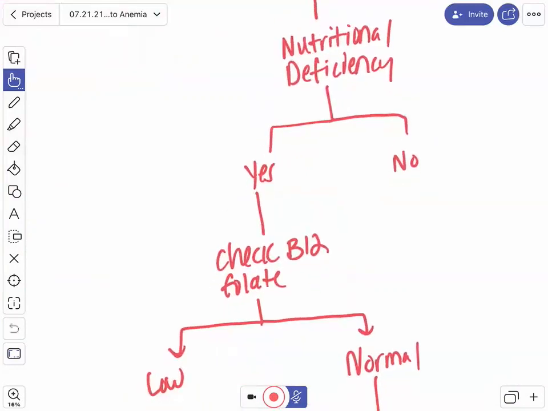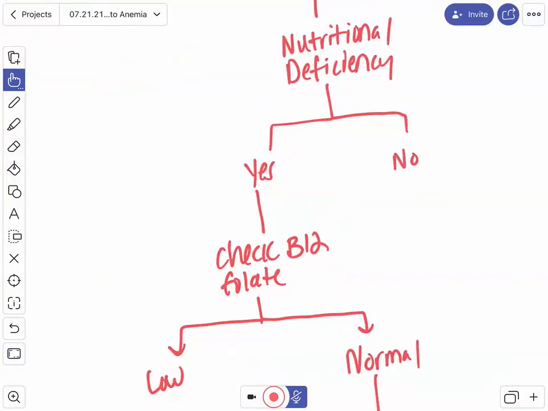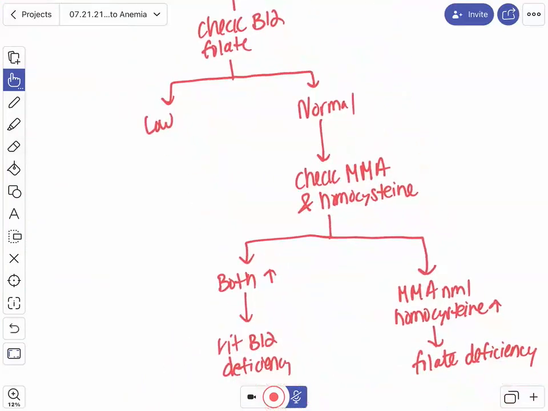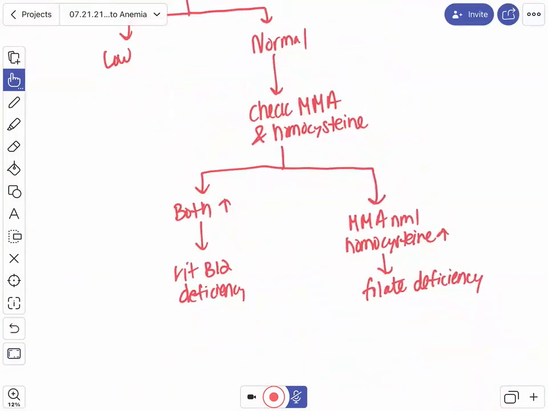And if you think that's a cause of their deficiency, you can consider checking a B12 and folate. If it's low, then you have your diagnosis for either one of those. If it's normal, but you're really convinced because it's low normal, or you think this person has terrible nutrition, you can check a methylmalonic acid and a homocysteine. If they're both elevated, then you have vitamin B12 deficiency. If your MMA is normal and your homocysteine is elevated, then you have folate deficiency.